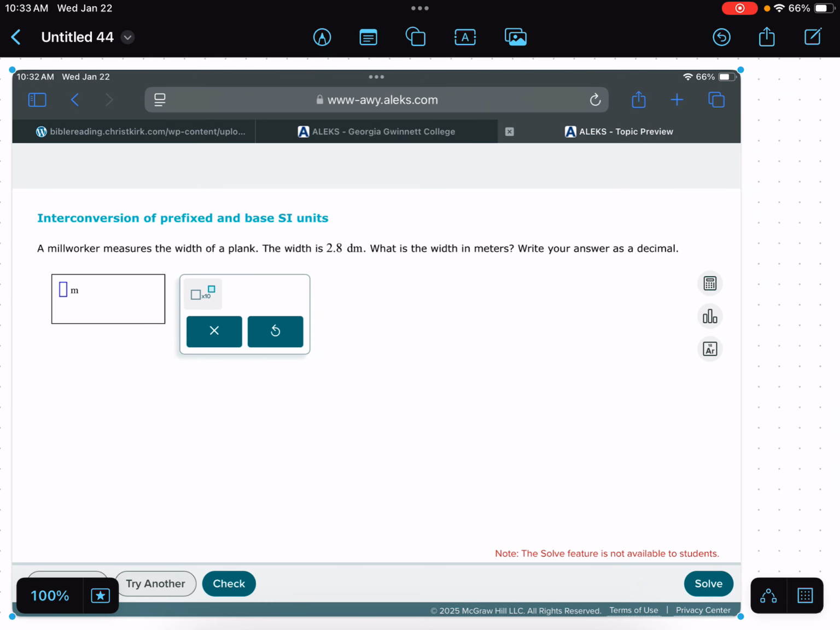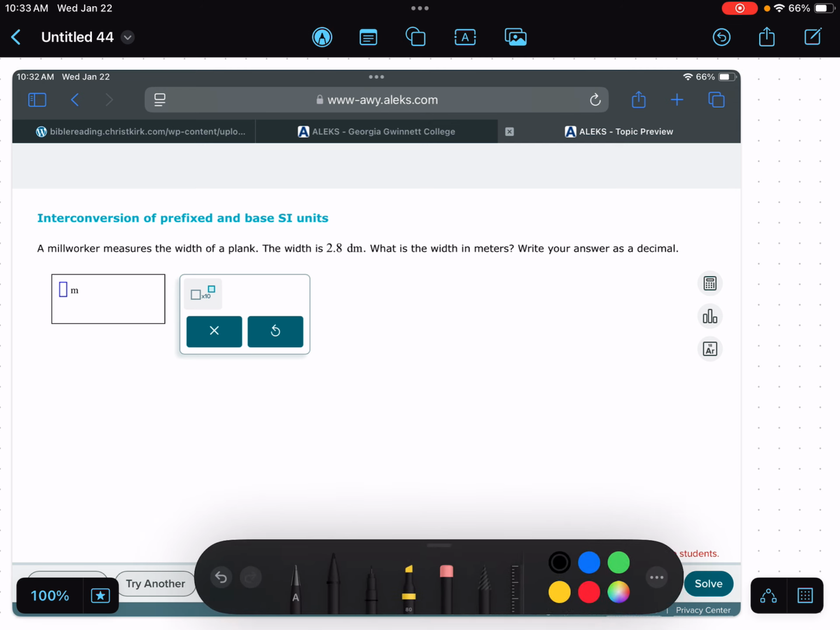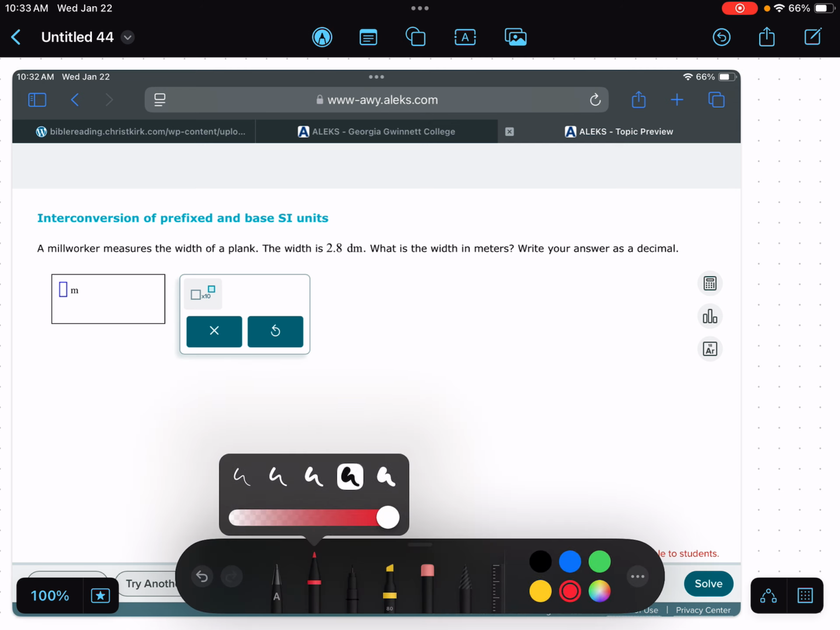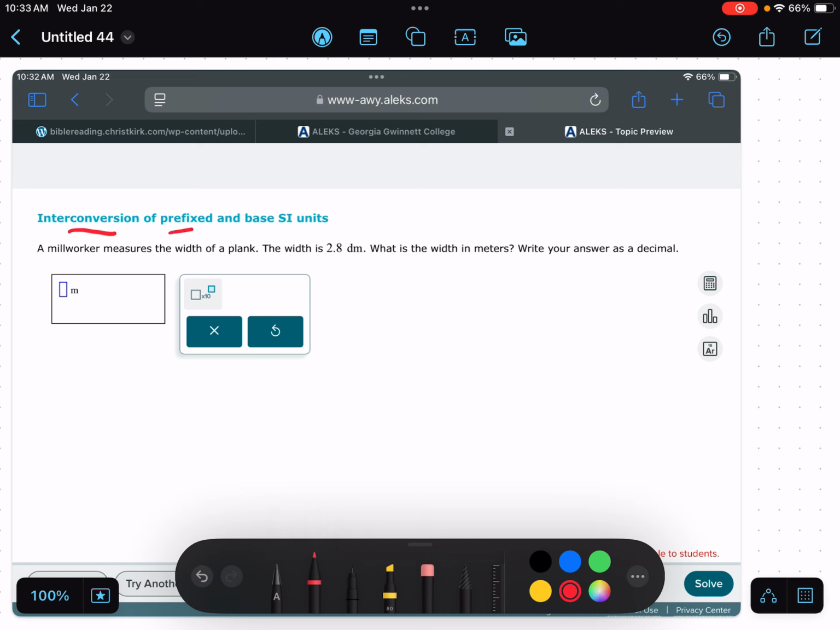Okay, so I'm going to do a video on the interconversion of prefixed and base SI units. When I do a problem like this, I'm of course going to solve it through dimensional analysis or unit analysis, and I'm going to use my favorite system, which I've only been using for a couple years, and it's called the picket fence.